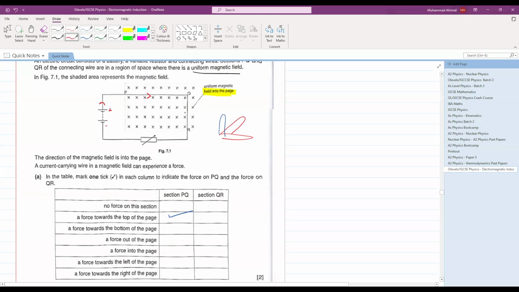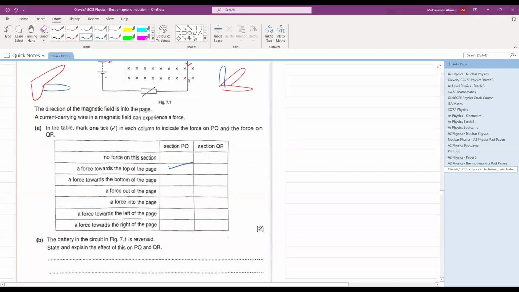For QR also, your current will flow downward. Okay. So your magnetic field is into the page. Your current is downward like this. This is your second finger. Your current is downward like this. Where will your force point? Towards the right. Towards the right like this. This is your force. Do we have any option like that?